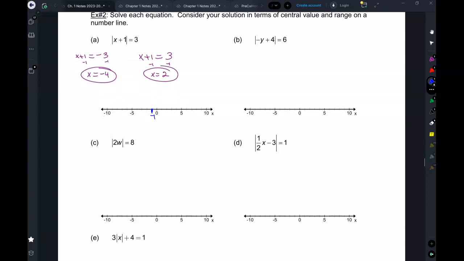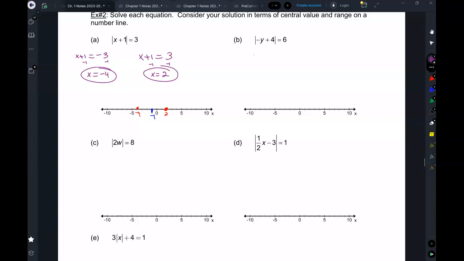Now guess what I'm going to do? I'm going to go 3 units away to either side. 1, 2, 3. What number is that? Negative 4. Oh, I went the other way first. 2. And then 1, 2, 3, negative 4. What do you notice? These are the answers, right? So what I needed to find here are all the numbers that are 3 units away from negative 1. Here's one way to find it. Here's another way to find it, to double check. All right, let's take a look at that one.